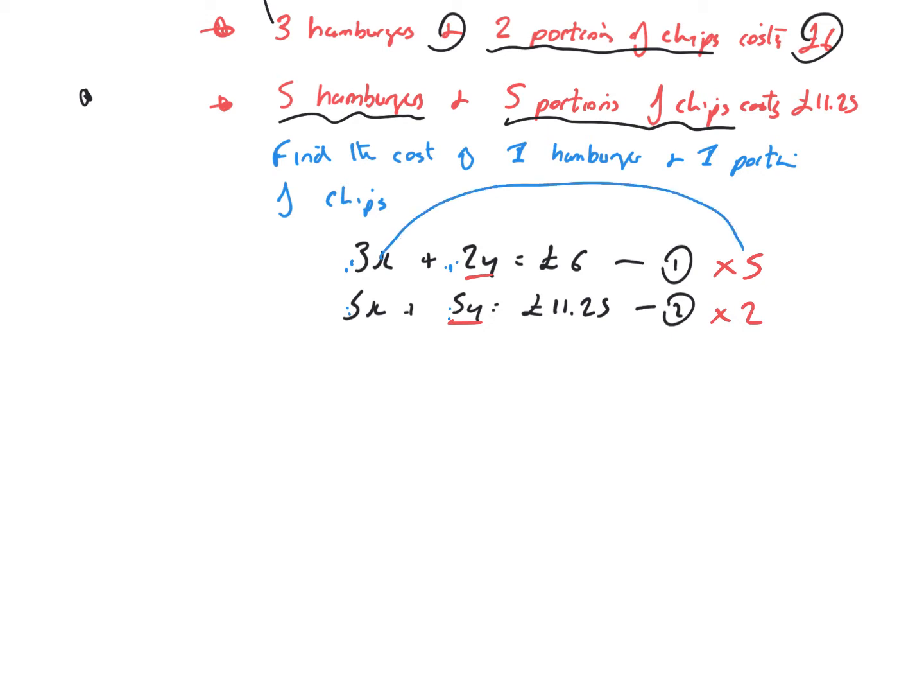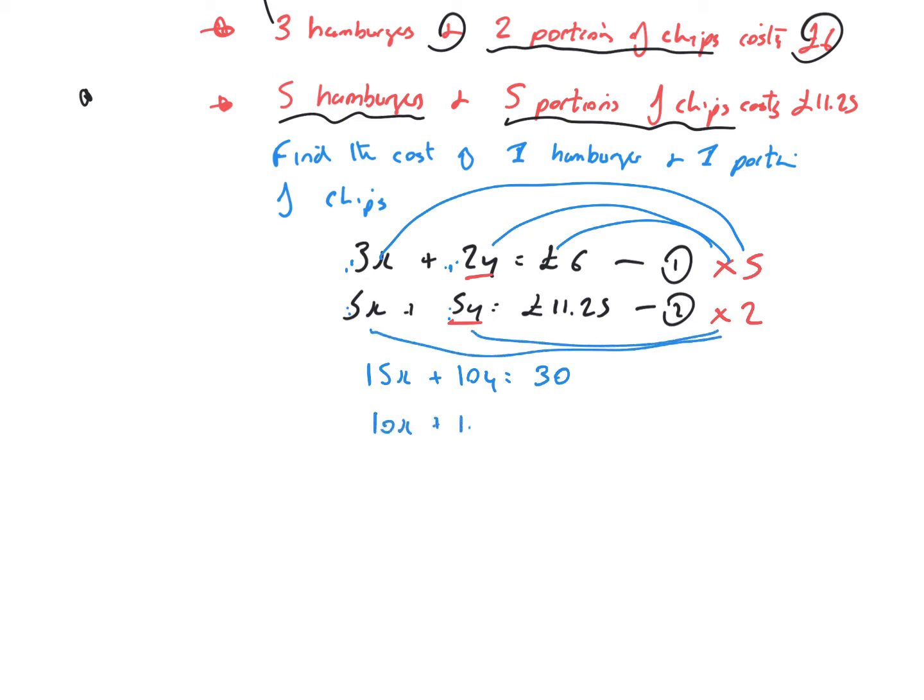So everything in the first equation gets multiplied by 5. So 3x times 5 is 15x, 2y times 5 is 10y, 6 times 5, and that's £30. Okay, second equation, 5x times 2 is going to be 10x, 5y times 2 is going to be 10y, and then £11.25 times 2, take your time with that, and that is £22.50. And that's equations 3 and 4.